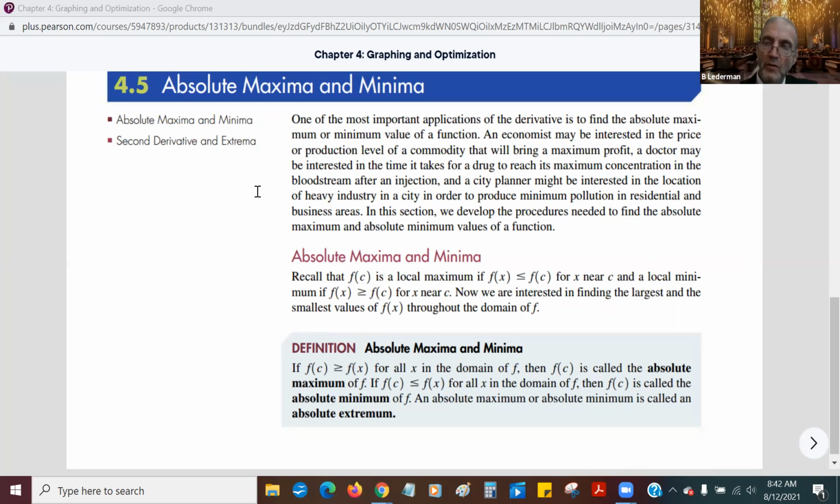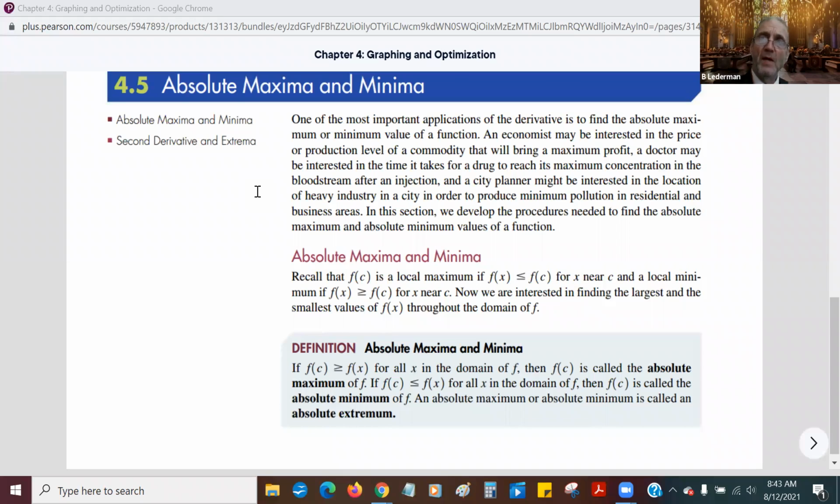Okay, now we're doing section 4.5. Now in section 4.4, or 4.2, we're talking about the relative max and the local max and the local min. And now we're going to talk about the absolute max and min. And absolute means the point that's absolutely the highest in the whole interval, or in the whole graph, whatever. And the min is the point that's absolutely the lowest.